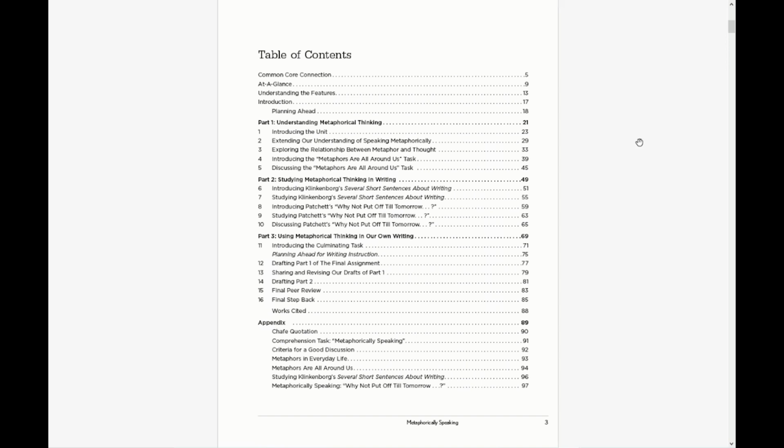In part 2, students read a text by Verlyn Klinkenborg, several short sentences about writing. And they're looking at the argument he makes about the metaphors we use for writing, especially the idea of flow. They unpack his claims about that, and they think about the importance of metaphor and how we think about the things we do. And then they look at a selection by Ann Patchett. She's writing about her own writing, and they examine the metaphors she uses. And they think about the effect that those have on the reader, and also about what Klinkenborg would think about the metaphors she uses.